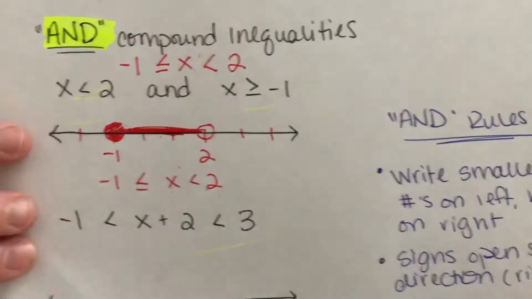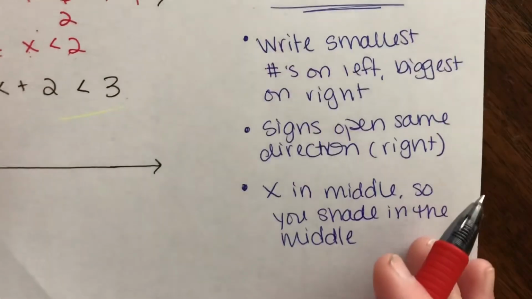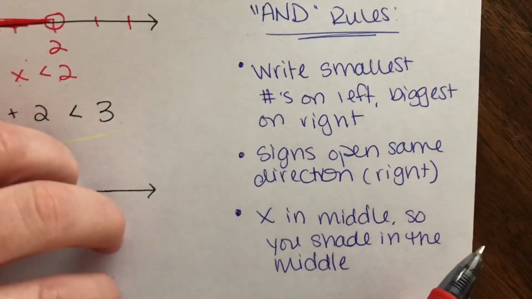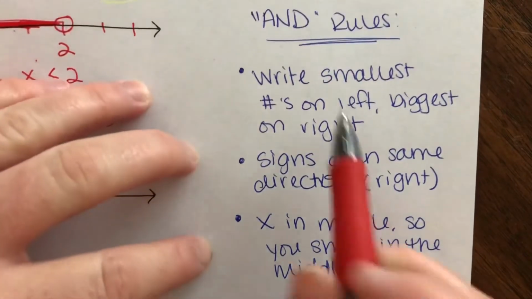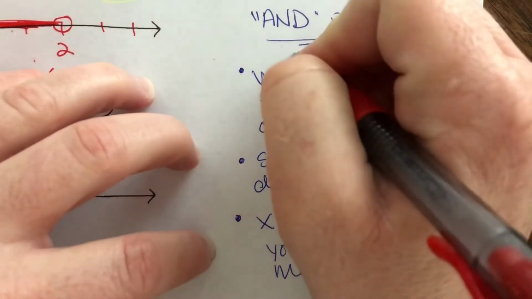Right? So some of our rules for and inequalities here, just kind of try to summarize them briefly. We always write in our answer, or should put answers.